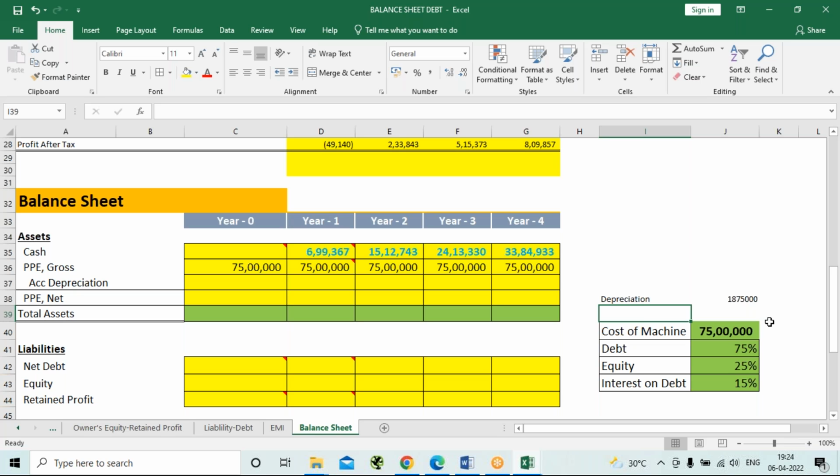Will this depreciation value start from year 0 or year 1 onwards? Year 1 onwards, sir, because the depreciation will be calculated only once the asset is being used. Okay, so for year 0 the depreciation will be 0, and for year 1 it will be 18,75,000.